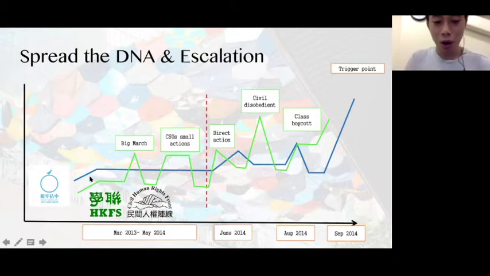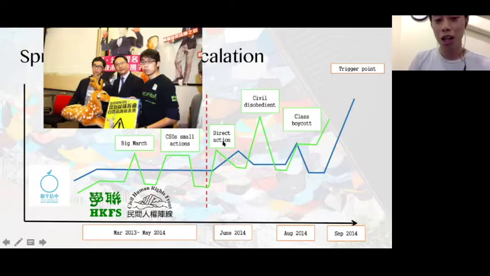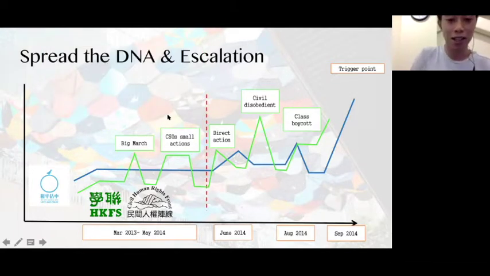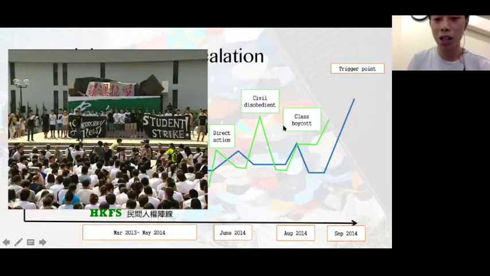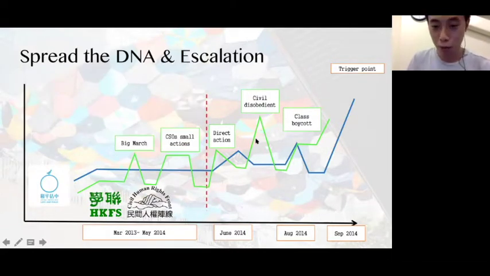So although the Occupy Central Movement didn't initiate many small actions in the first year, the other groups did. So look at the green line in here. We actually have a big march in the first year. We have a lot of small actions. We have some direct actions which target government officials. And we also initiate a class boycott in September. And we have a civil disobedient action that is not using the capacity of the Occupy Central Movement, but ourselves, to try to escalate the situation.